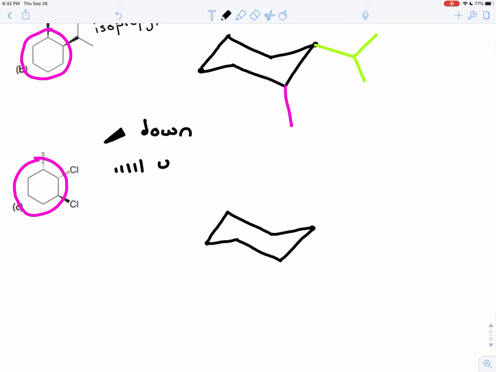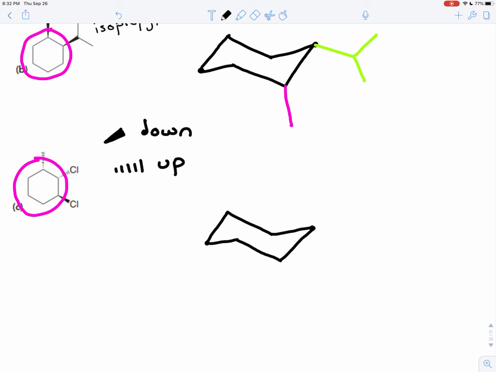So if the solid wedge is going down, then the dash wedge is going in the other direction, which is up, right? Because this is coming out at you, that's going away. Those are opposite directions. So if we look at it from the side, they'll also have to go in opposite directions, up and down. All right, so we've drawn our cyclohexane ring. Now let's think about these branches.